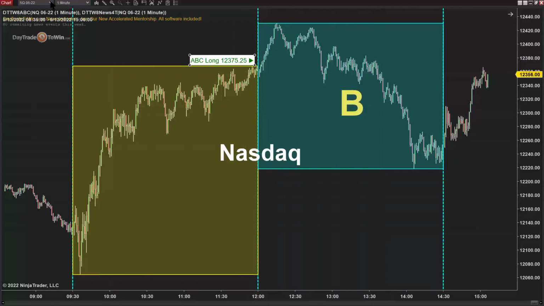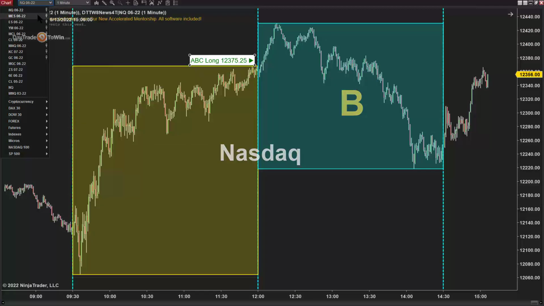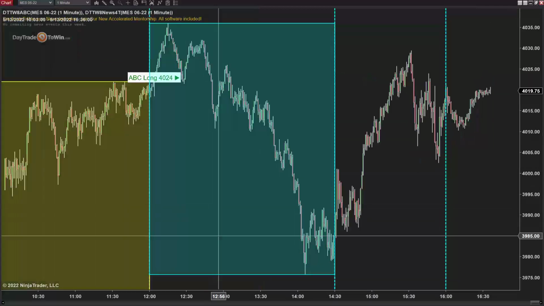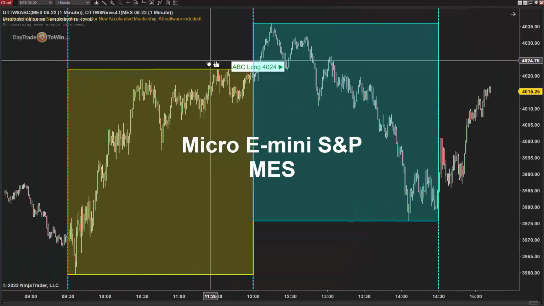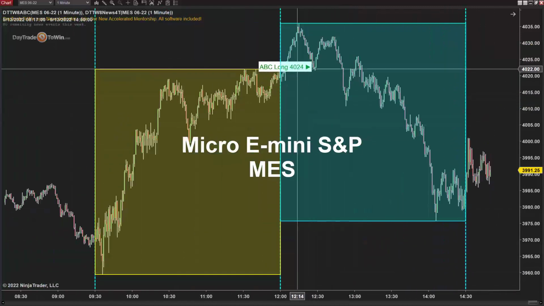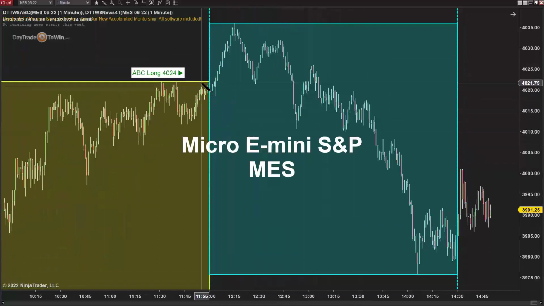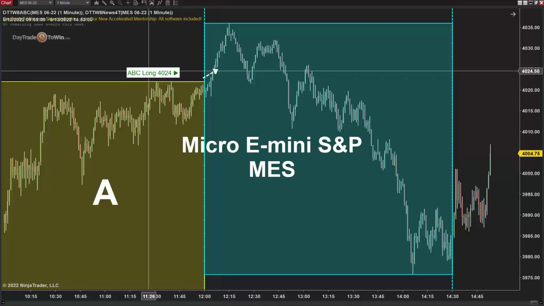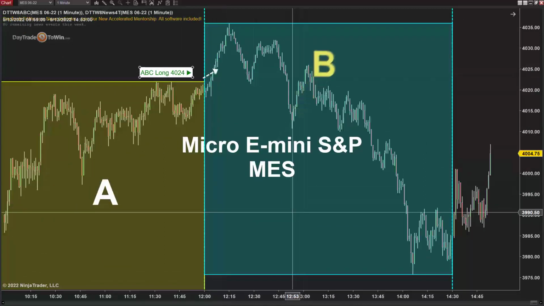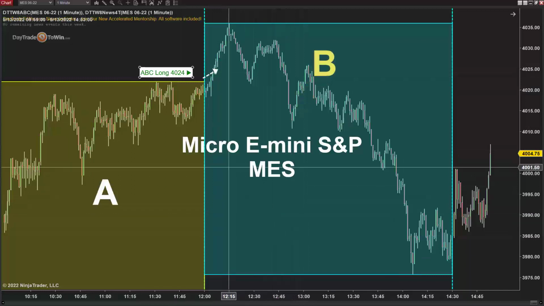Now if we take a look at another market, even the micro E-mini S&P. So this is the micro E-mini S&P, and here we have very similarly a long opportunity. As soon as the market breaks the highs of the A, we see a signal on the software to go long. Another opportunity here on the micro E-mini S&P.